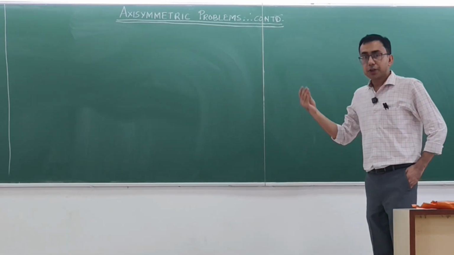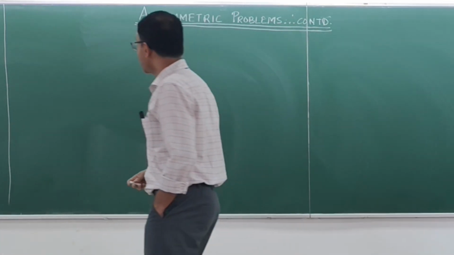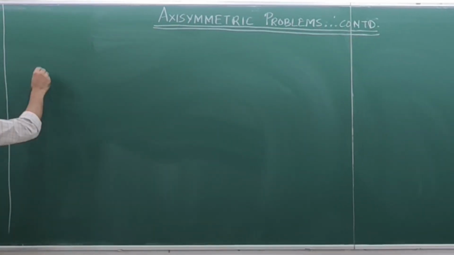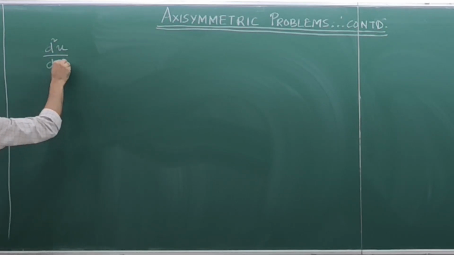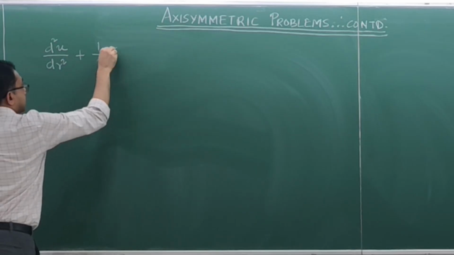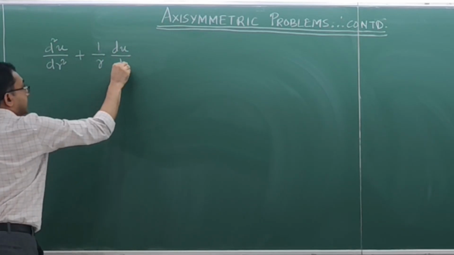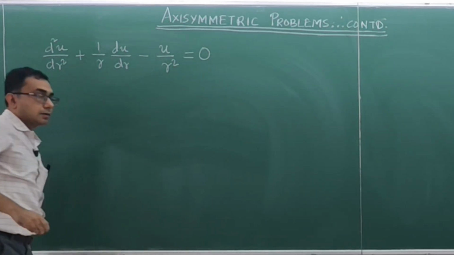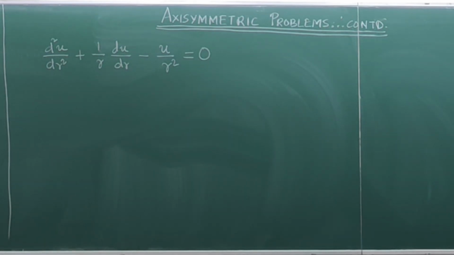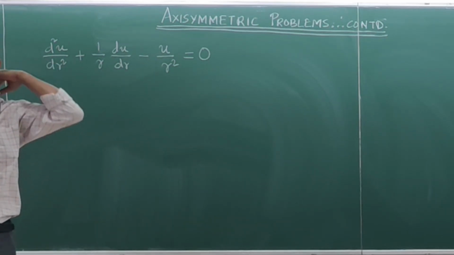So we'll continue with axisymmetric problems. The equation that we had arrived at last time was this. Okay. Now we have to solve this equation. How do we do it? What method do we use?